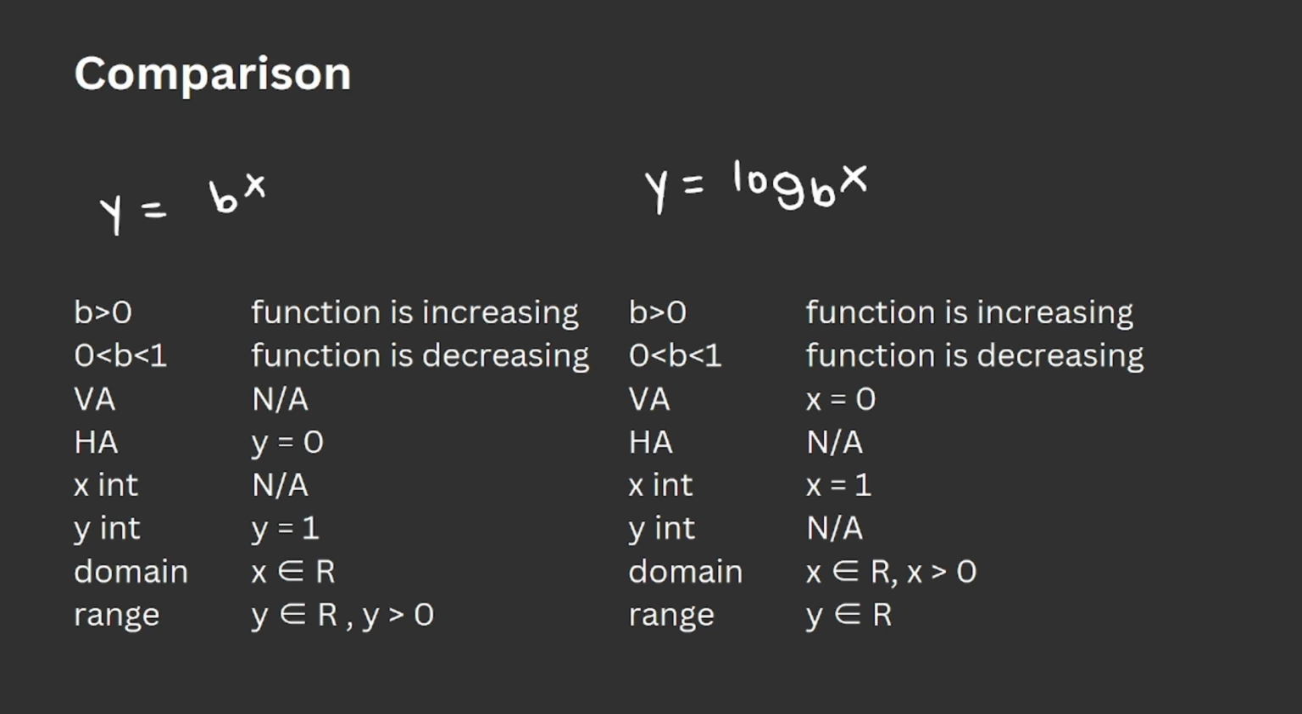And finally, for my exponential function, I have a domain of all real numbers and a range of all real numbers, but y must be greater than 0. And for my logarithmic function, I have a domain of all real numbers, but x must be greater than 0, and a range of all real numbers. So you can see how the inverse of functions swap their domain and range, their x and y-intercepts, and their horizontal and vertical asymptotes.